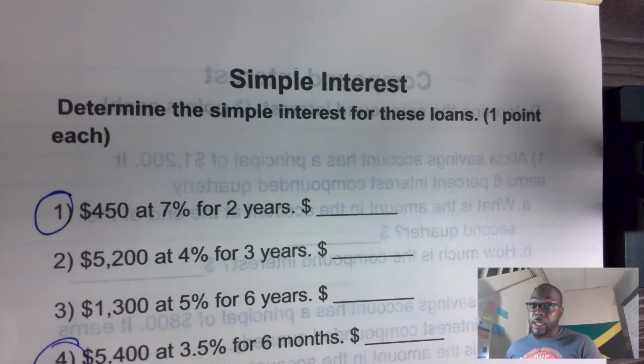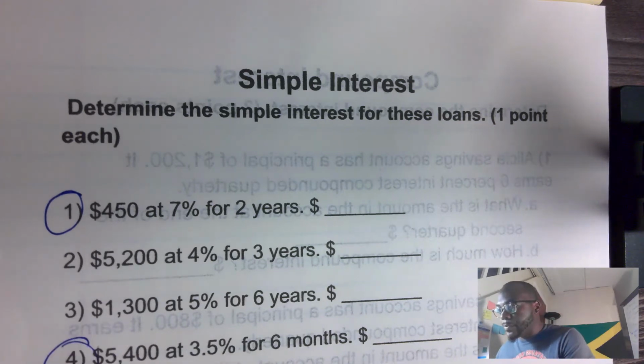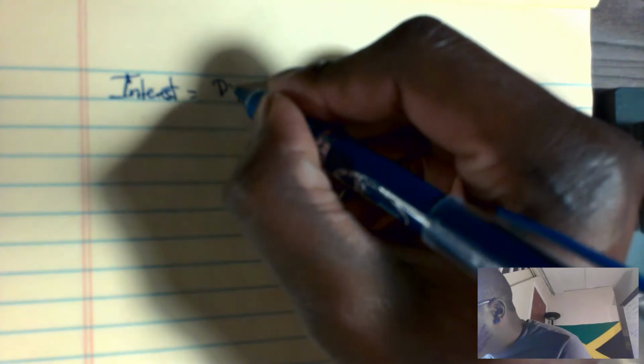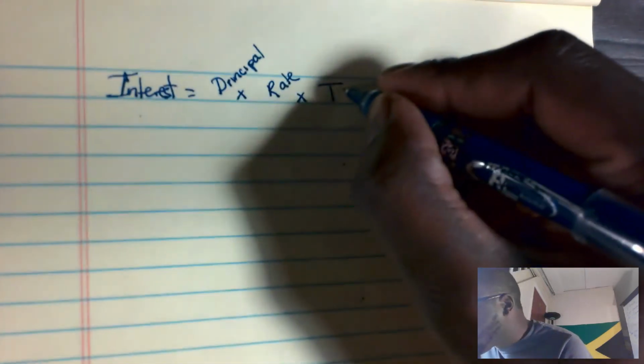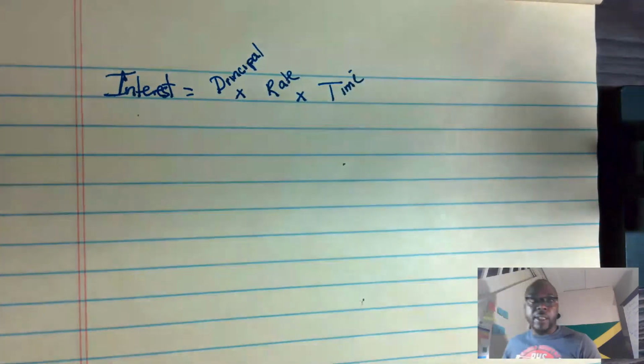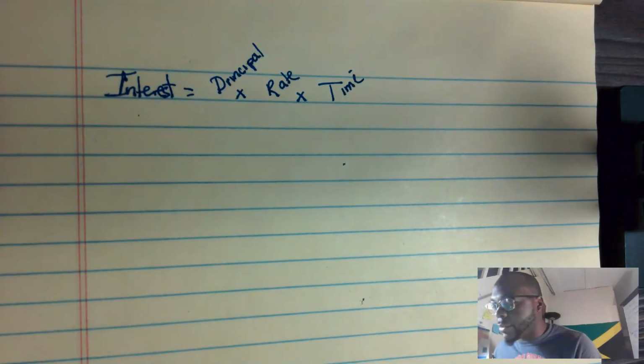Without further ado, I'm going to do number 1, simple interest. First things first, I'm going to refresh myself, because I know that interest is equal to P times R times T: principal times the rate times time. That's the most important thing that I need to figure out from here.